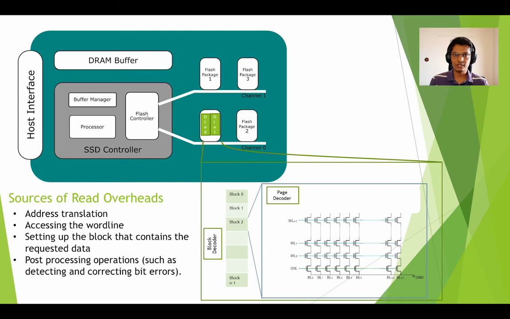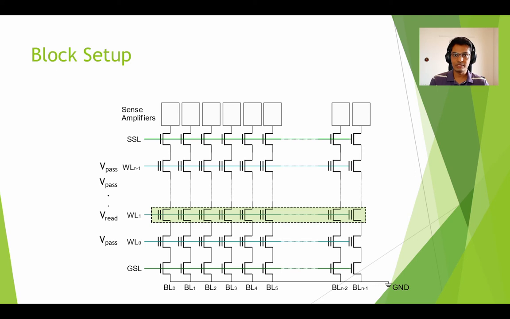Block and page decoders are used to access the correct word line. However, before reading the data from the selected word line, all other word lines in the selected block are made conductive. This setup operation is required because sense amplifiers are connected to the selected cells on a shared bit line. A voltage greater than the maximum threshold voltage of the transistor, called a pass-through voltage, is applied to the unselected cells to ensure that they are conductive. The conductivity of the selected cell can only be determined after the setup operation. This adds to the read overheads.